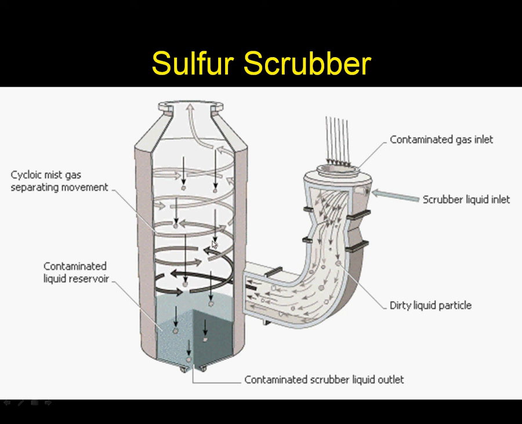And then we have a cyclone here, basically a cyclonic mist gas separation movement, and that helps to precipitate out more of the sulfur as well, and then hopefully by the time it gets out the top and into the atmosphere it contains less sulfur. And that is section 4.2.